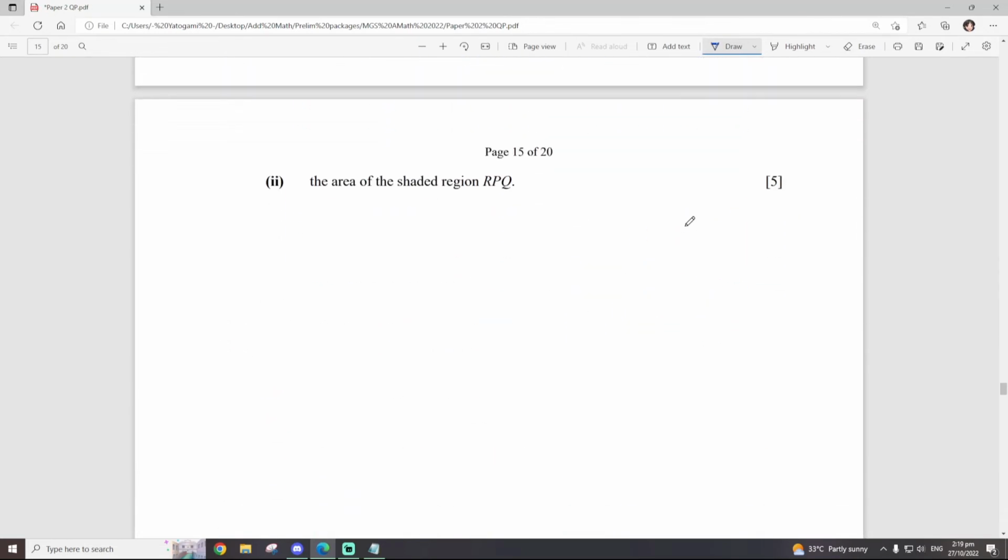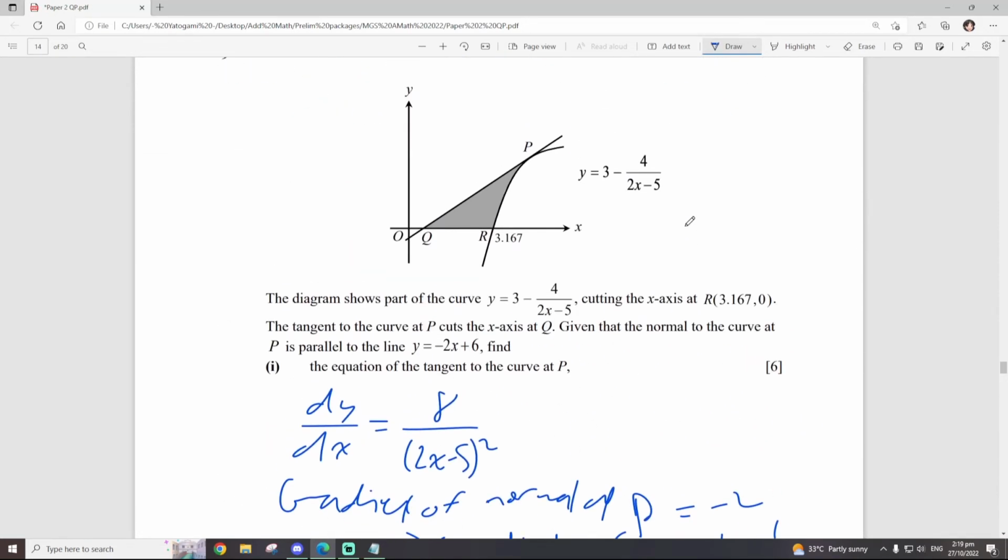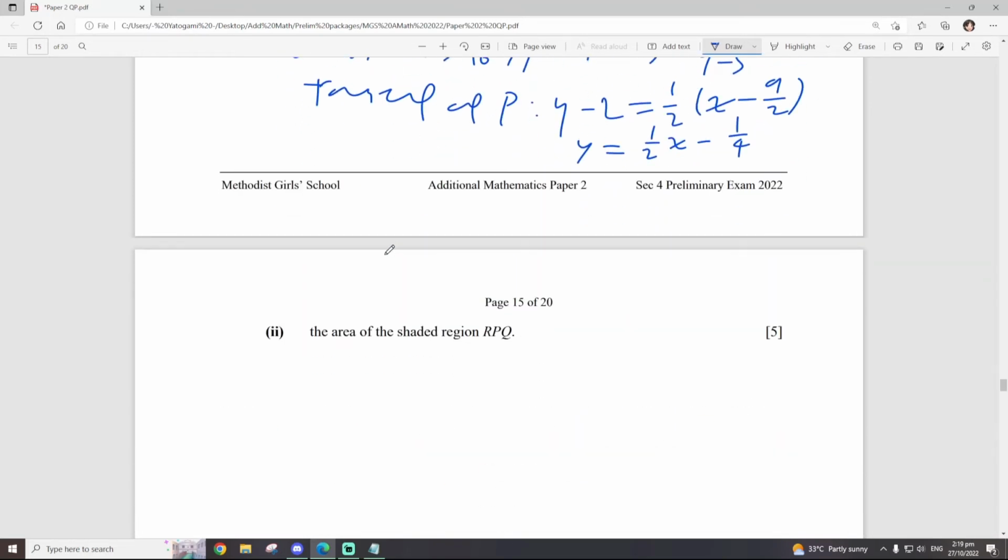Find the area of the shaded region RPQ. We take the area under the curve and then subtract the line. How about we do line minus curve actually? That might be helpful also. So what is the coordinate of Q actually? One takes note that Q is when this is 0, so this will be (1/2, 0).